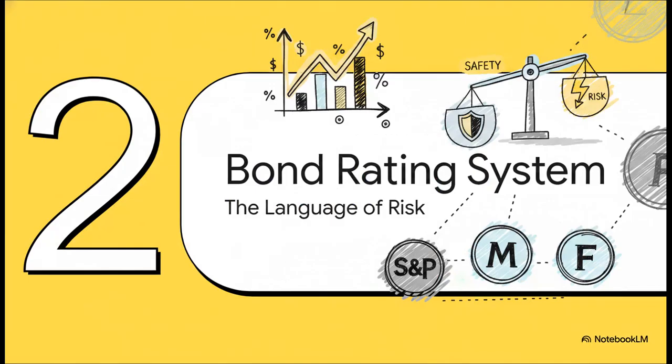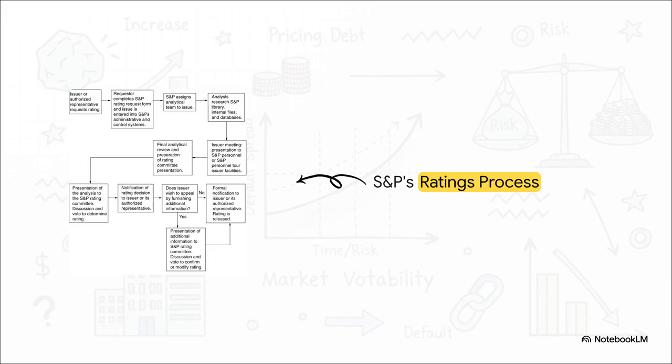Which brings us to Section 2, the bond rating system, or as I like to call it, the language of risk. To measure this risk consistently, the market relies heavily on independent agencies like Standard & Poor's and Moody's, and there is a sheer rigor behind getting a simple letter grade from Standard & Poor's. It involves deep research, meetings with the issuer, committee votes, and even a whole appeals process. It's kind of like your personal credit score, but on a massive corporate scale.